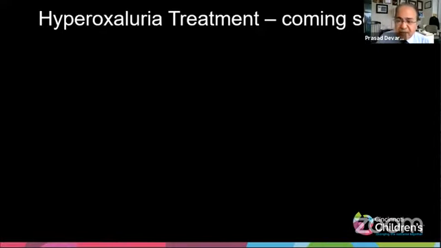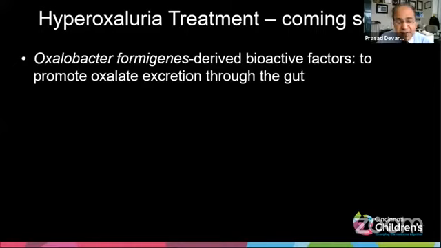Coming soon, this is a horrible disease. Most of these children and infants progress to systemic oxalosis. They progress to needing dialysis and transplantation. And even after that, they have a lot of problems because of systemic oxalosis. But this is all changing. There are 3 new treatments that are coming.